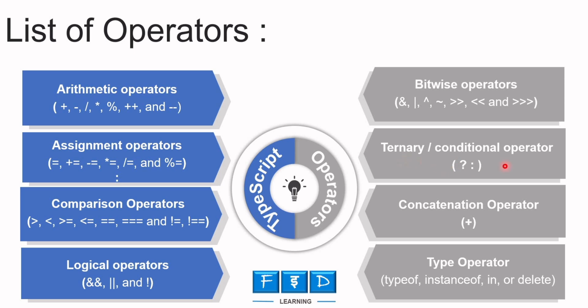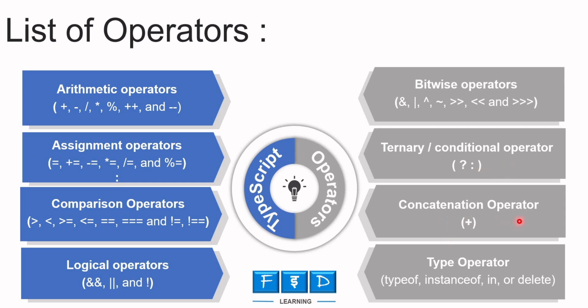Next operator is the ternary operator, which is also called the conditional operator. This operator requires 3 operands and returns a value based on the condition. So inside brackets, we need to pass 3 operands like operand 1, then question mark, operand 2, then colon and operand 3. And this is a shorthand way of writing an if-else statement.